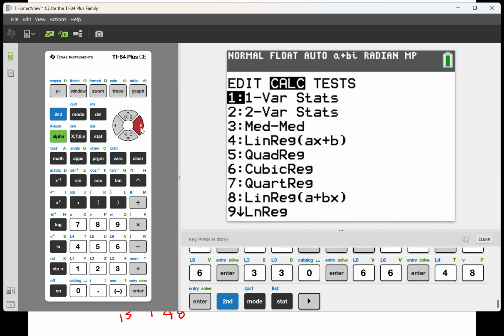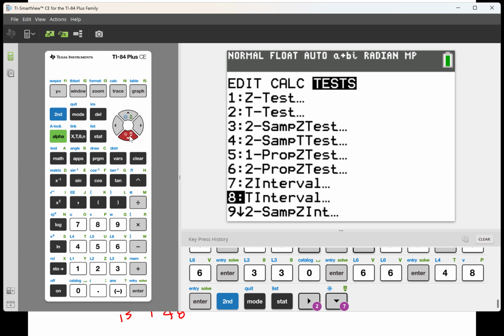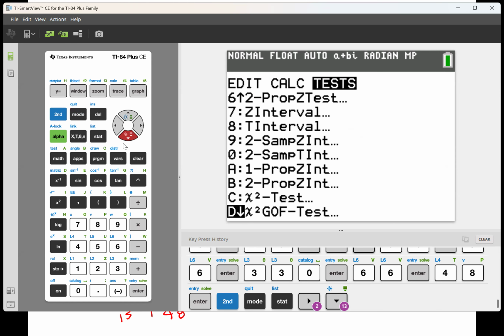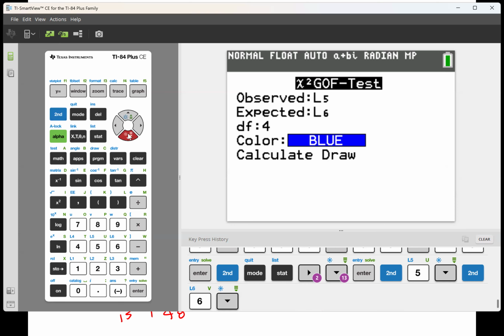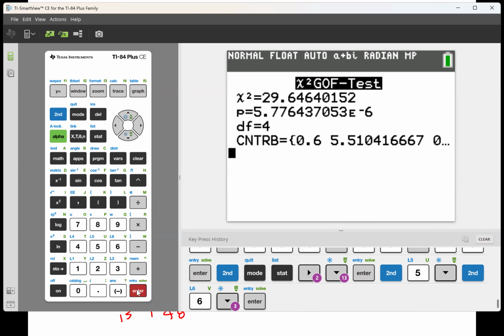Stat tests. We're going to run a chi-squared goodness of fit test on L5 and L6. Degrees of freedom, we had 5 categories, so we have 4 degrees of freedom. So the chi-squared test statistic is 29.646, and the p-value is 5.776 times 10 to the minus 6.